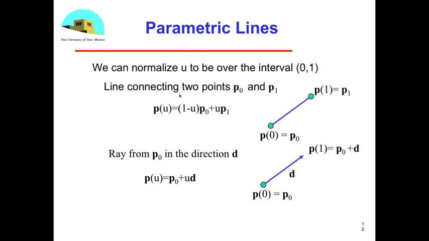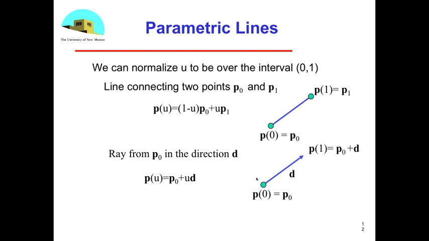and p1, looks like p of u is 1 minus u times p0, where if u is 0, you get p0, plus u p1, and if u is 1, you get p1. So that's, as we saw, the convex combination of p0 and p1. If you extend that out to values of u bigger than 1, you go out here, and less than 0, you go out in this direction. So really, this describes an infinitely long line if you allow u to vary over a larger range.